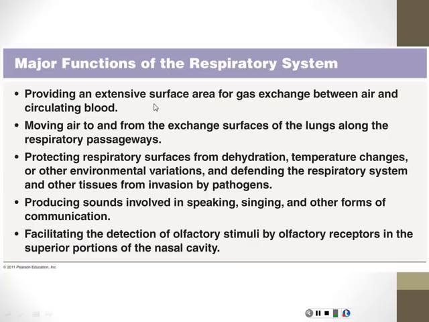So the way the lungs work is, in the end, air and blood are going to be brought very, very close together. Because if you bring those two things very close together with a very thin wall in between, the oxygen from the air can move into the blood, and the CO2 from the blood can move into the air that we then exhale. So the lungs provide that extensive surface area. Okay, so that's the principal function.